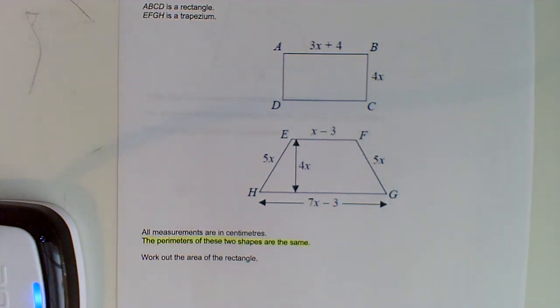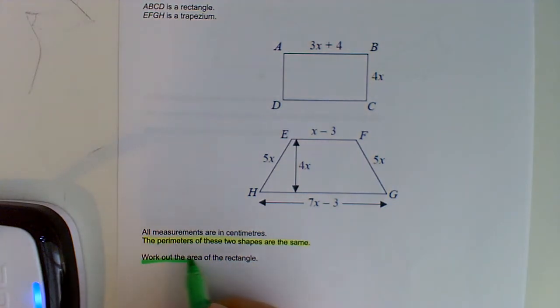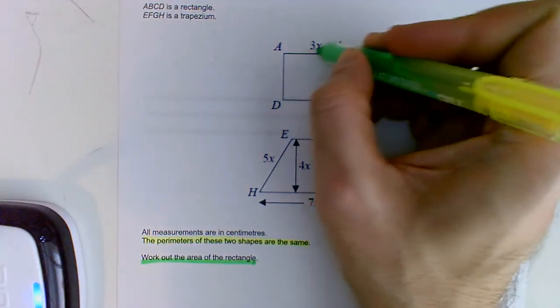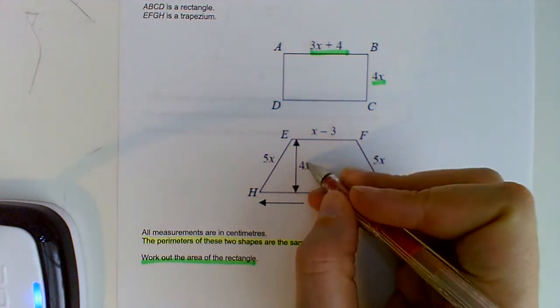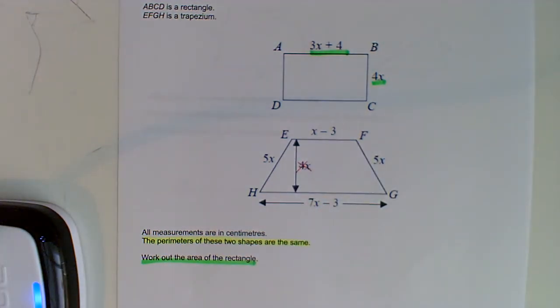and then you want the area of the rectangle. So to be able to do that, I need to know what x is, and I need to know what 4x is, and I need to know what 3x add 4 is, and then times them together. Okay? Just before you start on this, just one little hint, you do not use that 4x for anything. Okay? So pause the video and have a go at the question, please. Come back when you're ready.